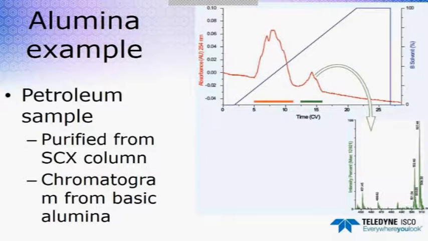As an example for alumina, we have a petroleum sample. The compound is an ionizable compound purified from a strong cation exchange column, and the chromatogram came off of basic alumina because the compound is basic, and we were able to get a peak that was fairly pure off of it.